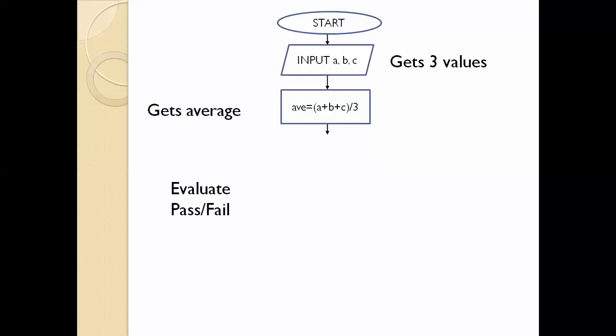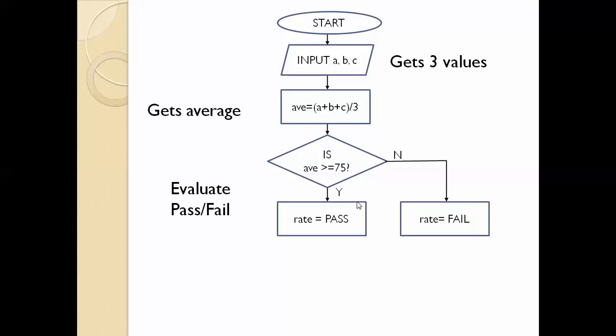we need to evaluate the average if it's pass or fail. So we need a decision box. So the question is: is the average greater than or equal to 75? So the answer is either yes or no. If it is yes, it's pass. If it is no, it's a fail.